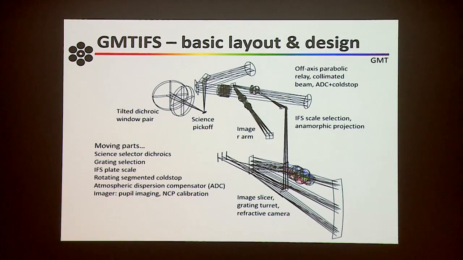I'm not planning to go through this in any detail. As you can see, it is quite complicated. Because it's both an imager and a spectrograph, it's got a complicated light path. It's got the tilted dichroic windows at the front, science pick-off here, off-axis parabolic relay, collimated beam, ADC and cold stop. Then you've got the imager arm, and then you've got the integral field spectrograph with the scale selection and anamorphic projection, and then the image slicer, grating turret, and the refractive camera back in there of the integral field system.